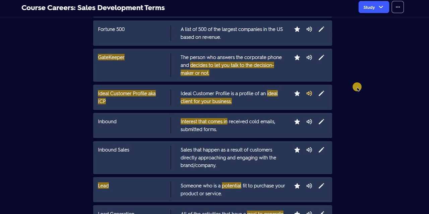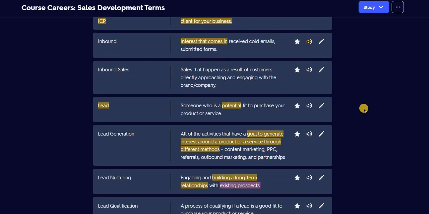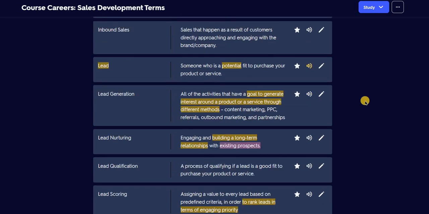Ideal customer profile, also known as ICP. Ideal customer profile is a profile of an ideal client for your business. Inbound. Interest that comes in: received cold emails, submitted forms. Inbound sales. Sales that happen as a result of customers directly approaching and engaging with the brand company.